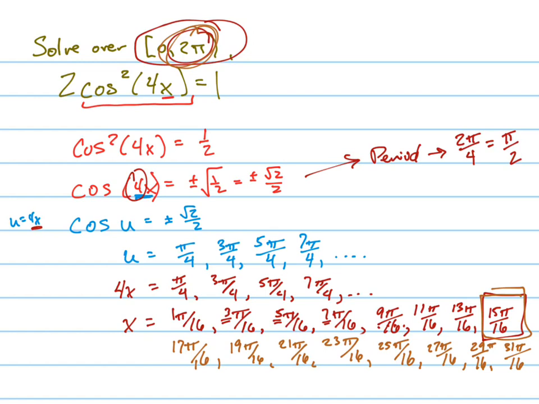Because if I go to 33 pi over 16, that's bigger than 2 pi or 32 pi over 16. So there are my answers, and I have 16 answers. Why are there so many answers? Well, because this is squared, first of all, and because the period is so small because of that 4 there. That says basically go around the unit circle 4 times to find all the answers. So those are all of your answers.